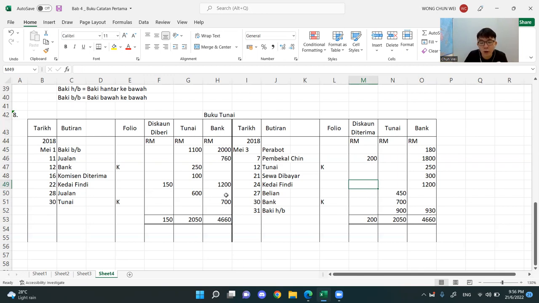Because when we do this account, we see Kedai Findi 1,200 here, and we see Kedai Findi 1,200 ringgit here again, maksud there is a check tak laku. When there's a check tak laku, I minus out the money already, then this discount will automatically cancel, dibatalkan. So therefore, we don't have to do anything for the discount delivery during 24th. Everyone understand? If yes, give me a yes in the chat box.